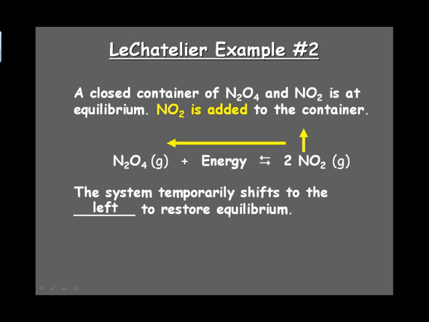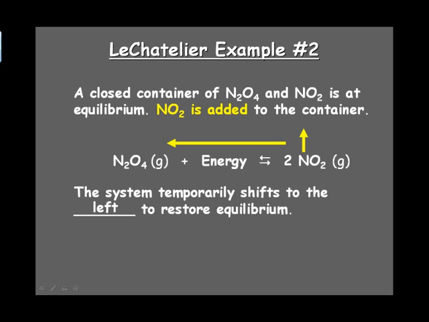Now, during this process too, with some reactions, when there's a shift, you may actually notice a color change depending on the colors of the products and the reactants. So if there's a temporary shift in one direction, in this case to the N2O4, the color of the N2O4 then will become the predominant color in the container.